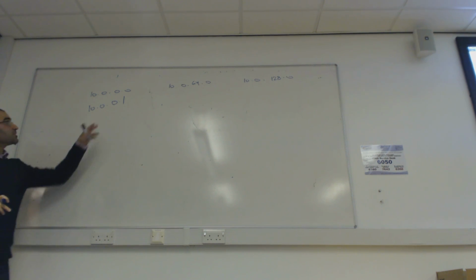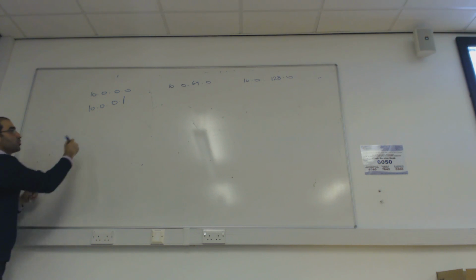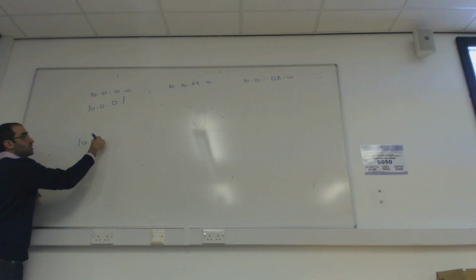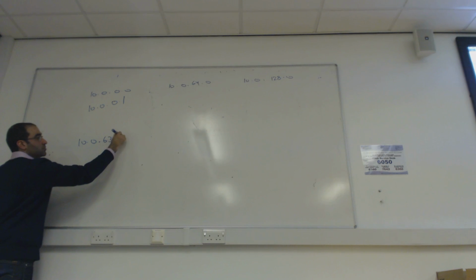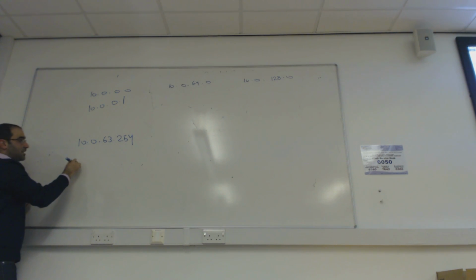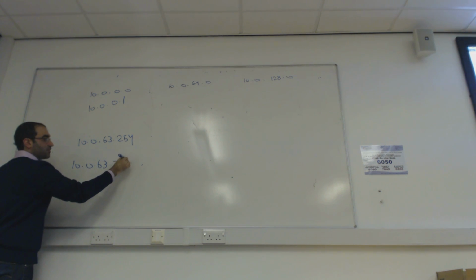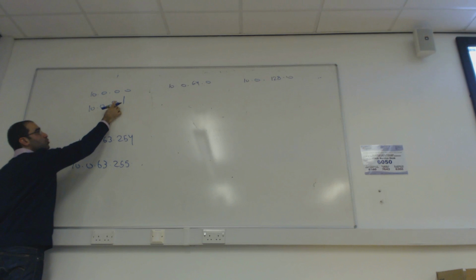Exactly. Why is it not 1 here? Because that's the second one. So if I put 1 here, what did that do? I can't change it eventually, because the last address will be 10.0.63.254. Meanwhile, the broadcast will be 10.0.63.255. Question is, why did I not put 1 here? So why is it not 1.0?